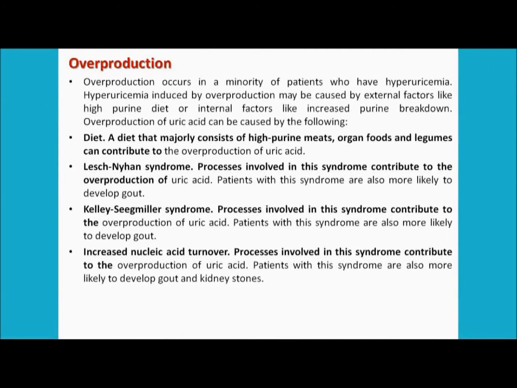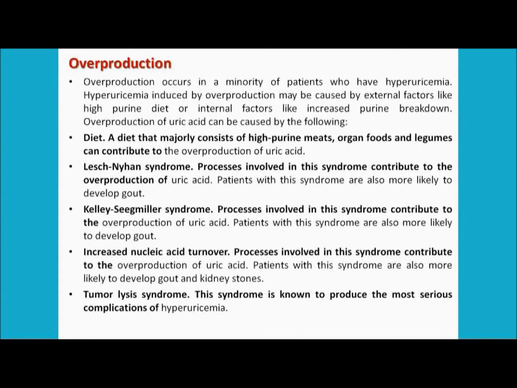The next one is increased nucleic acid turnover. The process involved in this syndrome contributes to the overproduction of uric acid. Moreover, patients with this syndrome are more likely to develop gout and also kidney stones.